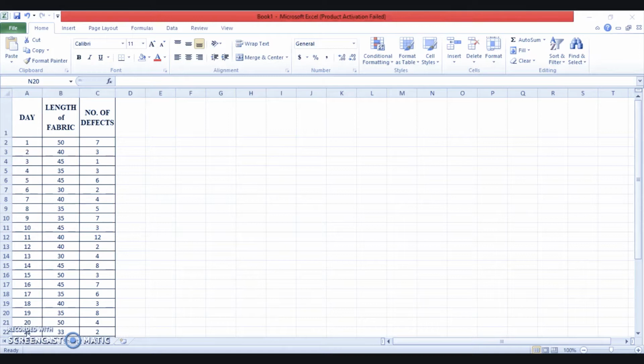But what will happen when the sample size varies for some reason? At that time, we will use U chart for controlling the number of defects. So U chart is basically the control chart for number of defects per unit, right? U chart can also be used when the sample size is constant.